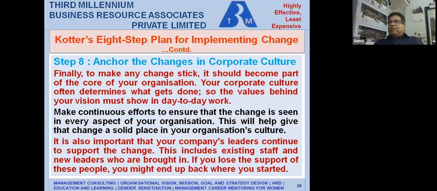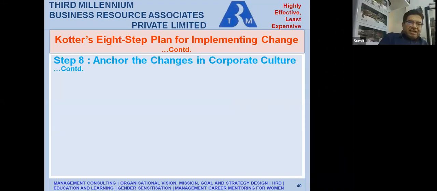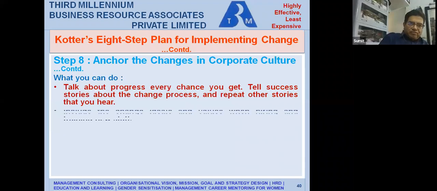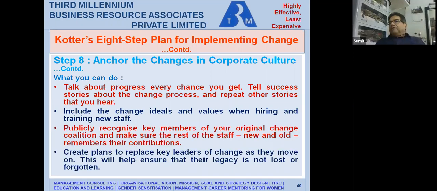It is also important that your company's leaders continue to support the change. This includes existing staff and new leaders who are brought in. If you lose the support of these people, you might end up back where you started. So you must anchor it properly into your organizational culture, the changes that you have brought about. So what can you do for achieving this? Pretty simple.